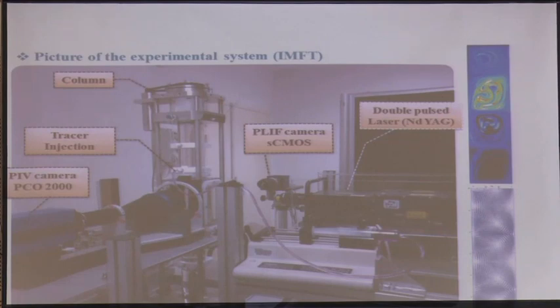So to give you an idea of prices, because I told you that the cost is one issue, the price of the laser is about 200,000 euros. The price of one camera is about 50,000 euros. The price of the lens is about 10,000 euros. So you see, the cost is an issue.